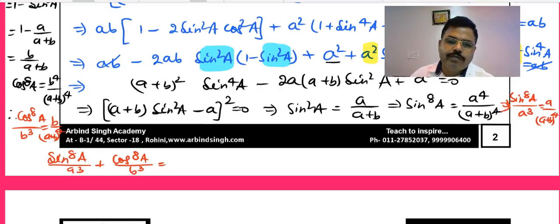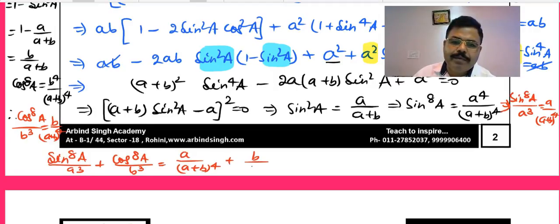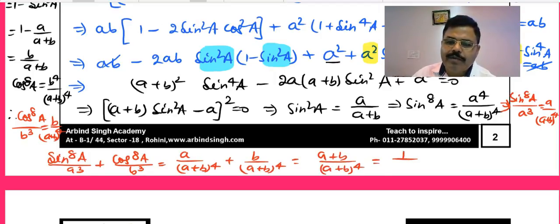Adding these two, you will be able to get it: a upon (a + b) to the power 4 plus b upon (a + b) to the power 4. And that will come up (a + b) upon (a + b) to the power 4. So one of them will cancel out, and it is 1 upon (a + b) whole cube. This is the answer of this question. So I hope you got it.